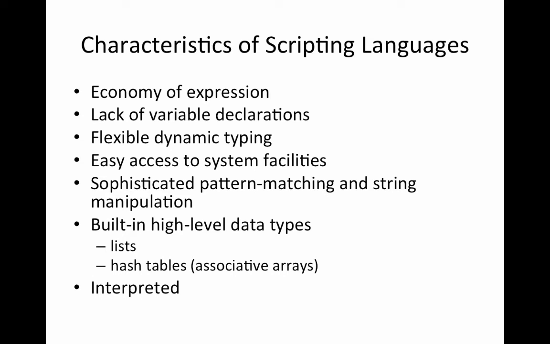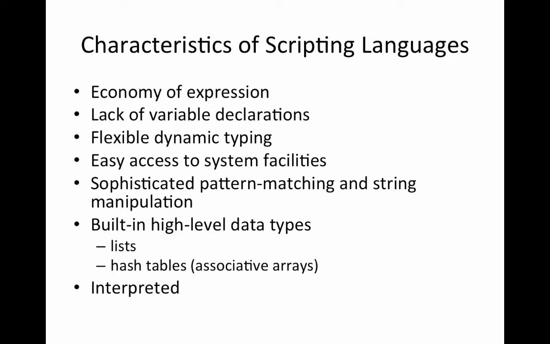Okay, many scripting languages, not all, give you easy access to system facilities. So the first language we'll consider, Perl, makes it easy to call out to the operating system to, for example, list the directory contents, or to move files between directories, or to fork off a thread. So they give you easy access to the underlying system facilities. They typically have sophisticated pattern matching and string manipulation, something that C and C++ do not provide.